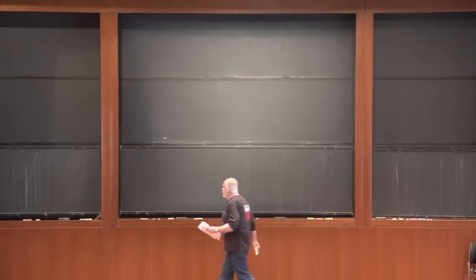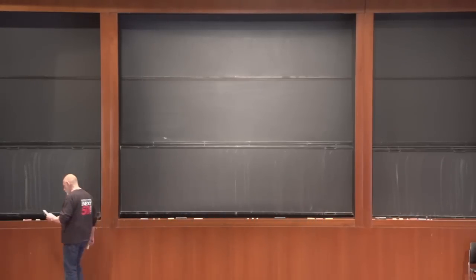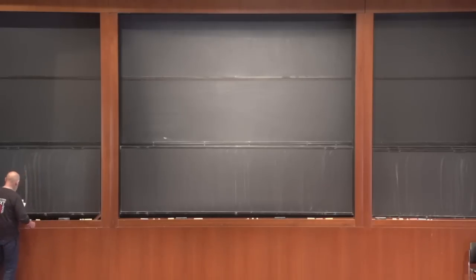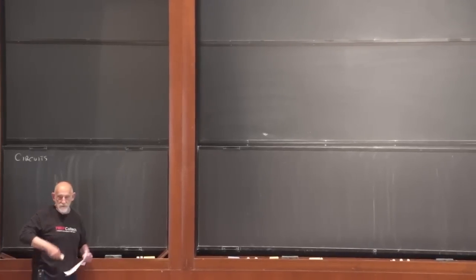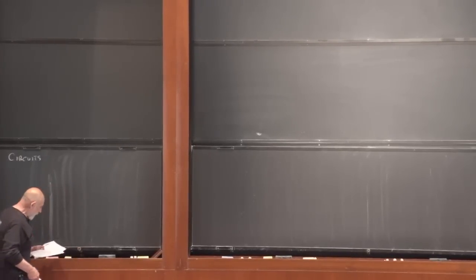Let me write the sort of chart here of some of the similarities. On the left-hand side, can everybody see? Yeah. On the left-hand side, I'll put some things about circuits, quantum circuits. I don't know why they're called quantum circuits. There's nothing circular about them.